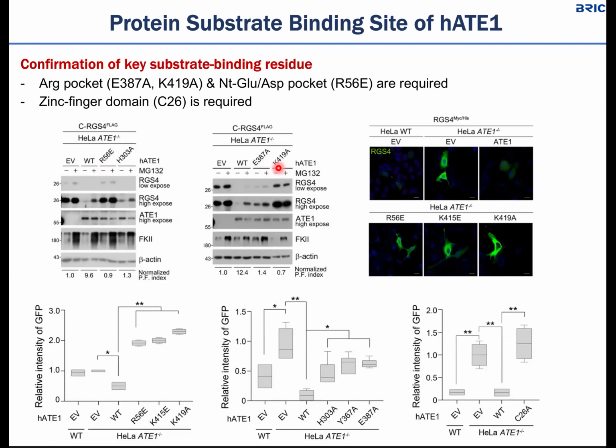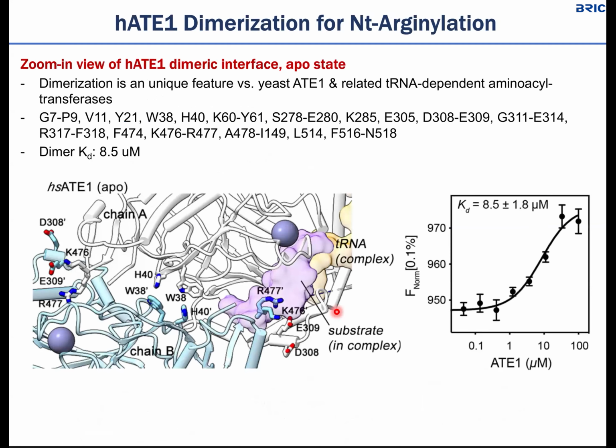And consistent with our previous finding that the zinc finger domain is important for yeast AT1 stability and substrate binding, mutating the zinc coordinating residue C26 of human AT1 to alanine also led to RGS4 stabilization. These results emphasize the importance of the identified binding pocket for the recognition of N-terminal arginine, as well as the substrate N-terminal glutamic acid and aspartic acid.